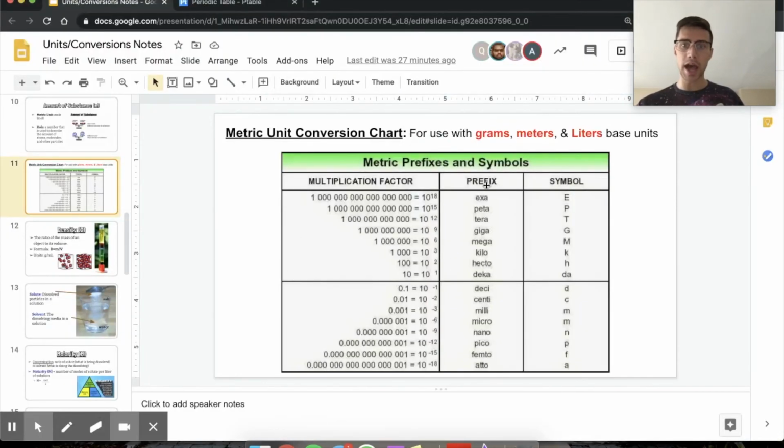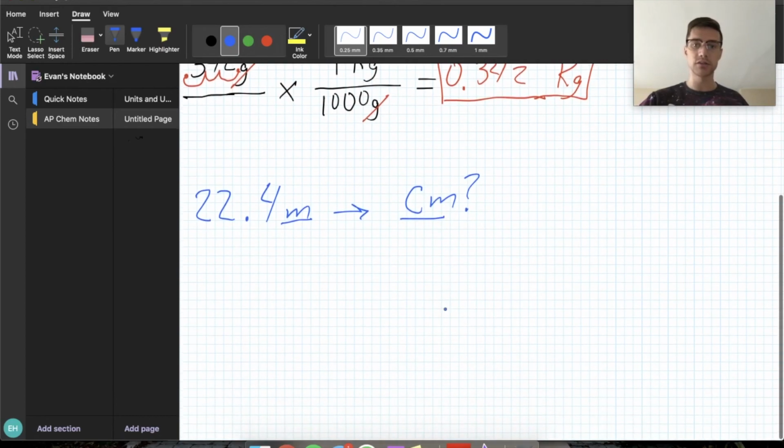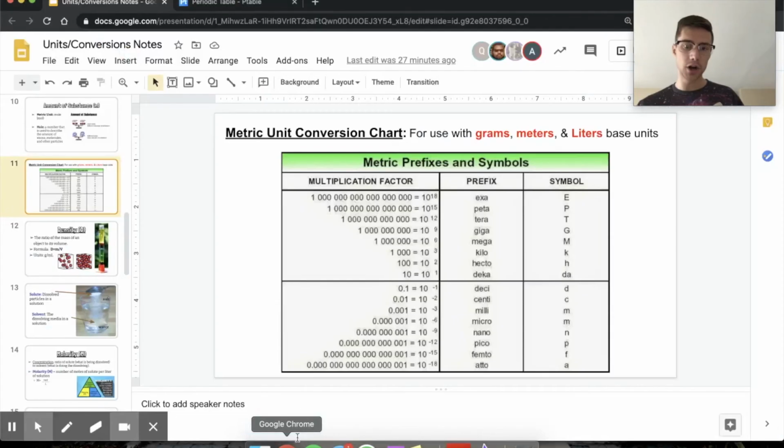Well, let's take a look at our metric chart, okay? So again, we're starting with meters. That's our base unit, and we want to go to centimeters, all right? So if we go over to our chart, our base unit is this line in the center, right? That's where our meters would be. Now, if we're converting to centimeters, here's our conversion prefix, right?